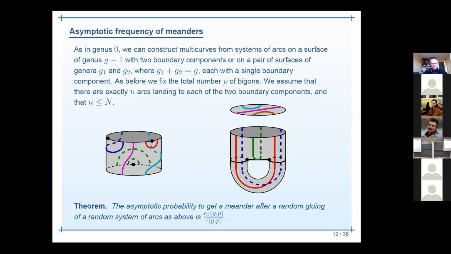Okay, and as a matter of fact, now I can go backwards. We can do the same story as in genus 0 and relate the corresponding results to a probability to identify two boundaries of a surface where we have the same number of components of branes on each boundary component, and to count the probability how often we get a simple closed curve after such an identification. So the probability is c1(g,p) divided by c(g,p). And once again, it does not depend on the way we divide the surface into pieces. So it depends on the genus and on the number p.